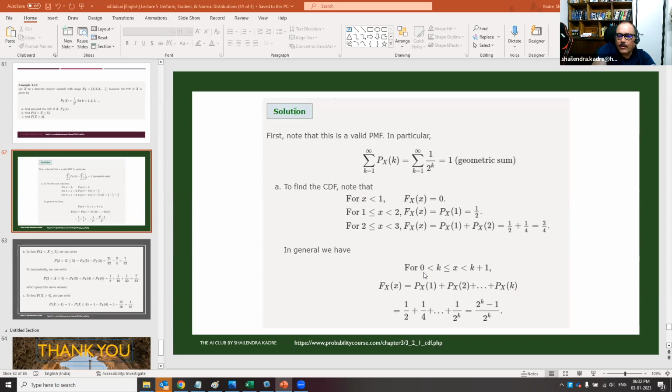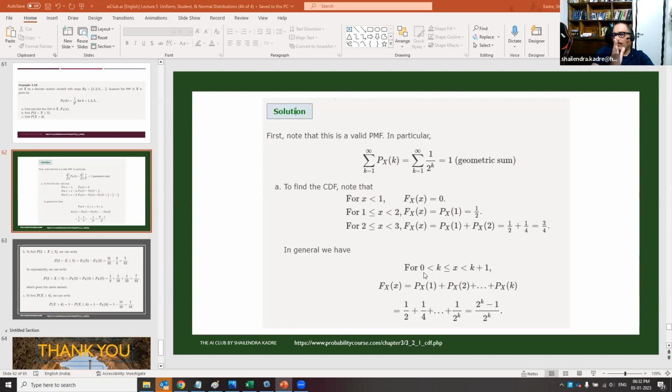So because it is common differences too. So that geometric series, if you add it up, it will add up as (2 to the power k minus 1) upon 2 to the power k. So that is nothing but your CDF. For any value of k, you can determine it, so it will be given for any value less than. So if you want CDF less than equal to 5, just put 5 here. So CDF P less than equal to 5 will be (2 to the power 5 minus 1) upon 2 to the power 5.